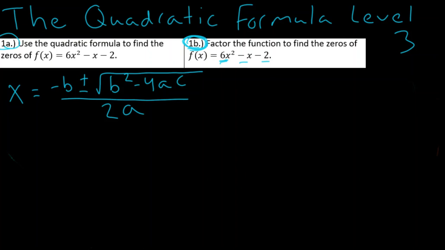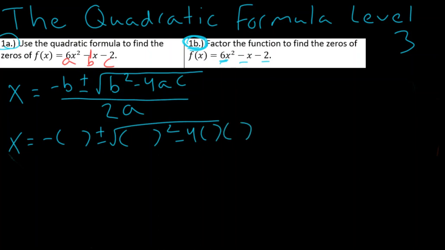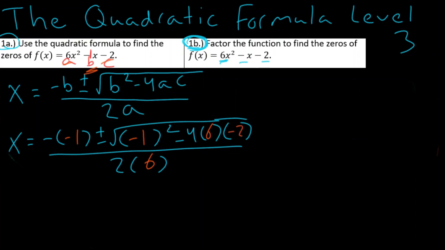The first thing we want to do when given a quadratic function is label our a term, our b term, and our c term. And in this case, we know that our b term is a -1. The second thing we want to do is rewrite our formula with nothing but parentheses. Okay, -4 parentheses parentheses all over 2 times parentheses. And here, let's go ahead and plug in our terms. Our b term is a -1 and a -1. Our a term is a +6, +6, and our c term is in fact a -2.